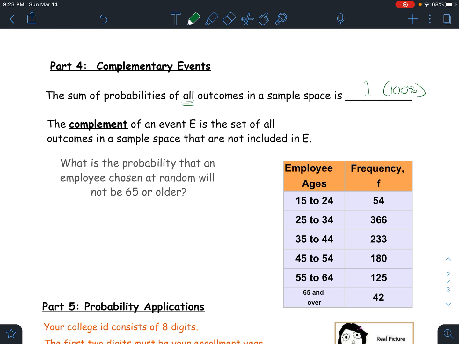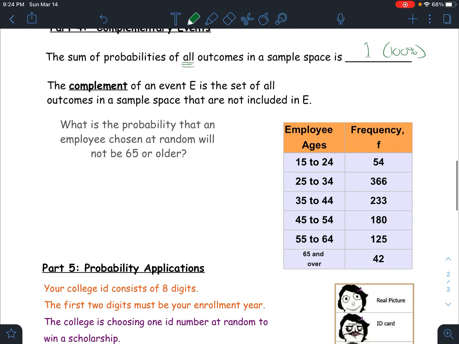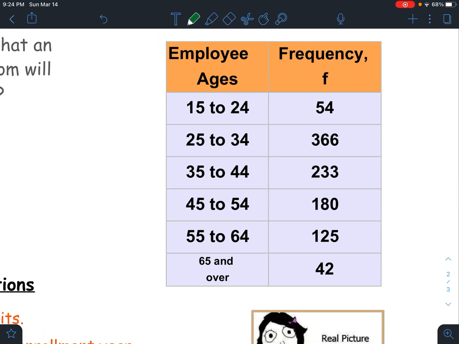The complement of an event E is the set of all outcomes in the sample space that are not included in E. Let me show you what I mean by that. In an example, what is the probability that an employee chosen at random will not be 65 or older? The first thing we would want to do with this data set is figure out what our total is. We've got 6 numbers all together, labeled frequencies. I'm going to use some notation from back in chapter 2. The sum of all these frequencies ends up being 1,000.